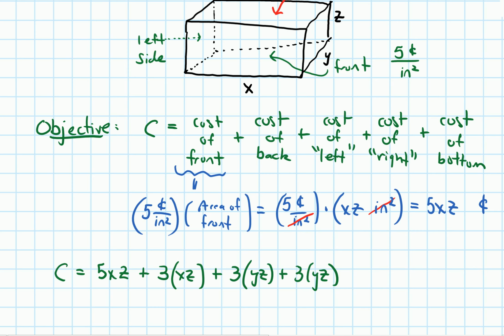And the bottom also costs 3 cents per inch squared. So I multiply 3 times its area. The area of the bottom is x times y. And we can simplify this. We get cost equals 8xz, adding the first two terms. Adding the next two terms, we get plus 6yz. And the last term by itself, plus 3xy. And that is our objective function, which is the cost here.